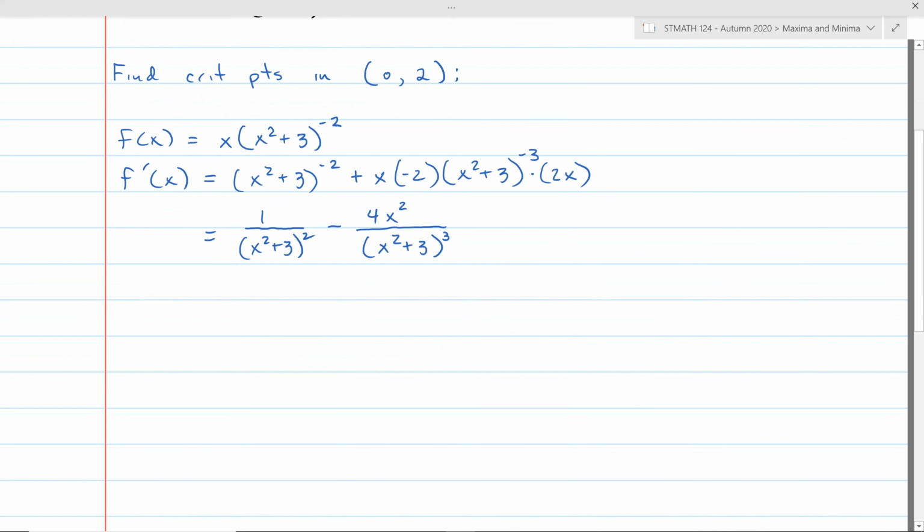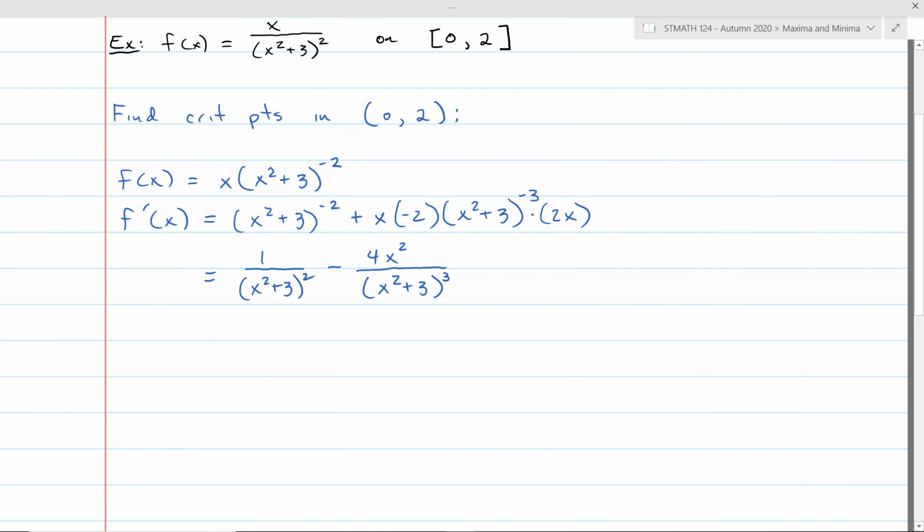And now we have to find critical points. Critical points are just places where the derivative might be undefined. I just want to make a note here that f prime exists for all x, because the only way that expression is going to be undefined is if you're dividing by 0, but notice that x squared plus 3 is always greater than 0. In fact, it's always greater than or equal to 3. So you can't get a 0 in the denominator, and so we don't have any problems with that derivative.